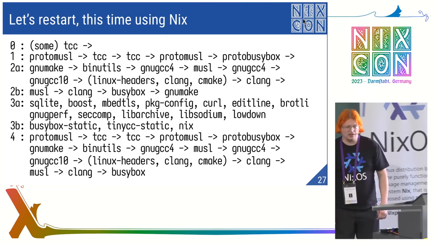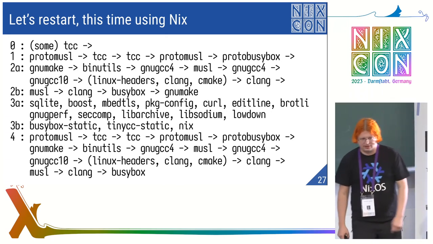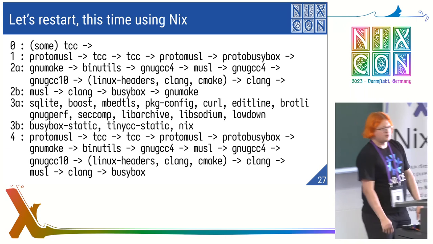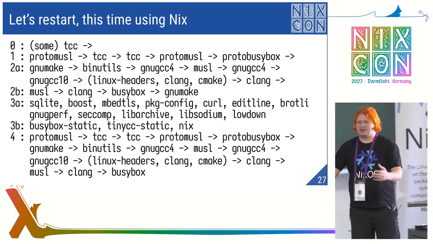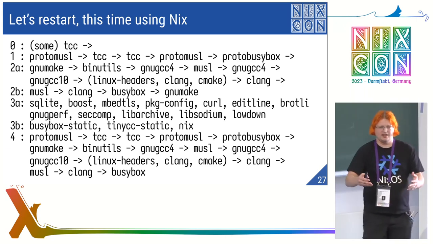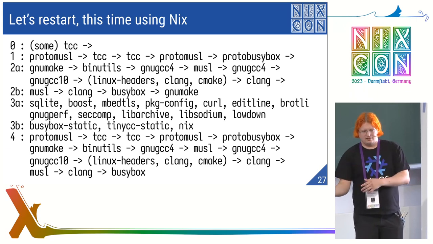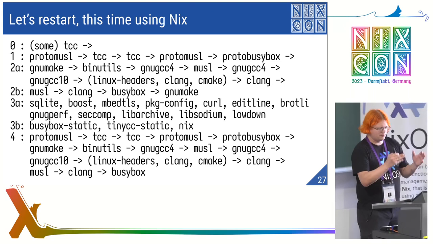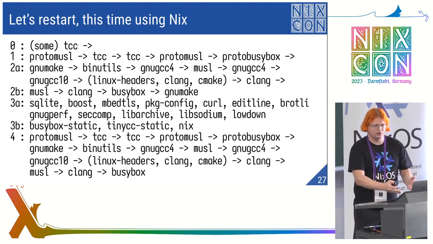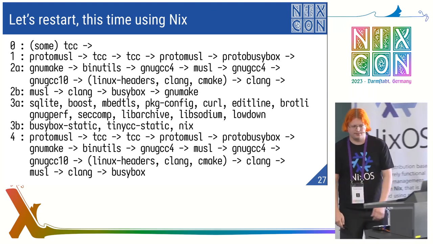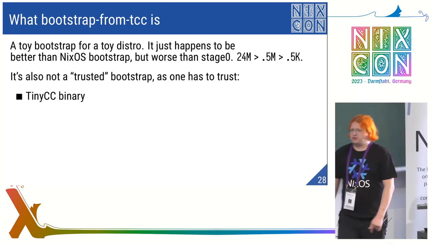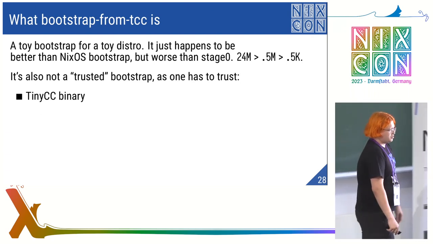Fine. Now when I have Nix, it's time to restart again, but this time build the same things with Nix. So I take the mathematician's answer: I already have this stage 1 in C. I pull in the TinyCC binary, I repeat all the steps, and now I have a modern musl C-Clang toolchain, but built with Nix. And that's most of the scope of the bootstrap from TinyCC project over here.